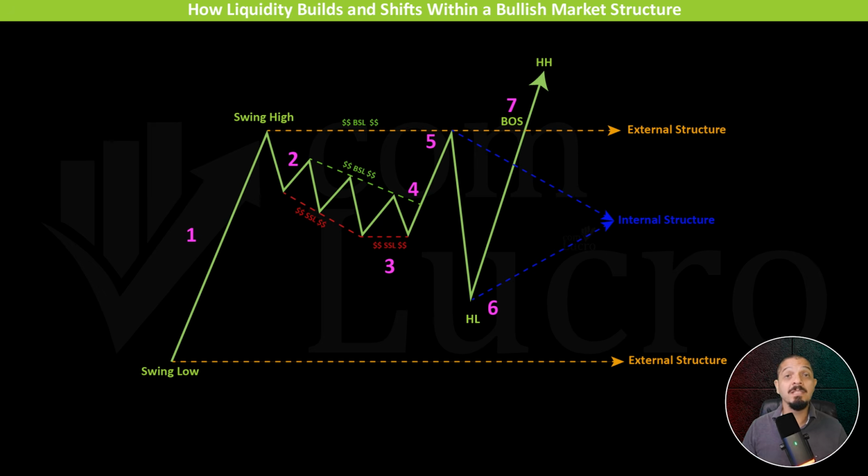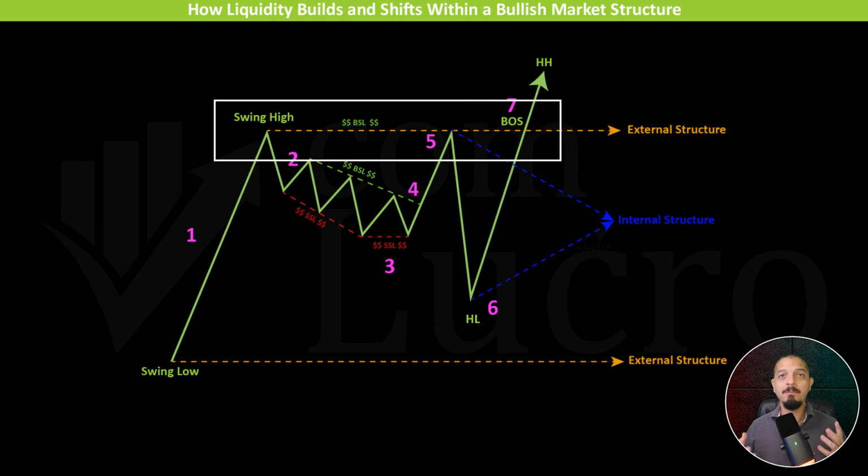This movement clears sell-side liquidity, taking out stops below the channel and under the previous double bottom. It also traps those who bought the earlier breakout, cleaning the market before the real move begins. Number 7. Bullish reversal and break of structure.